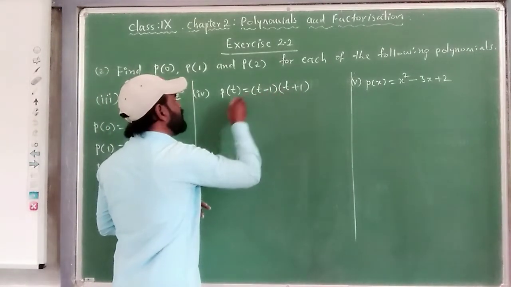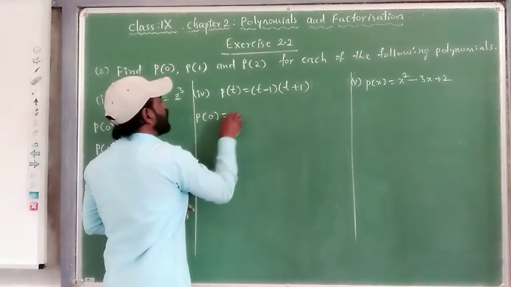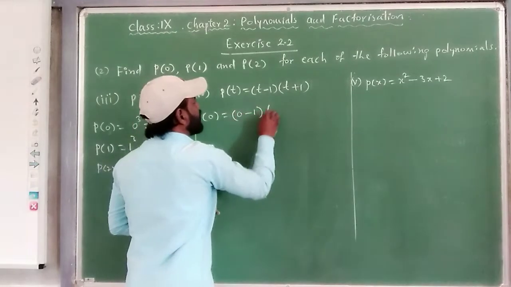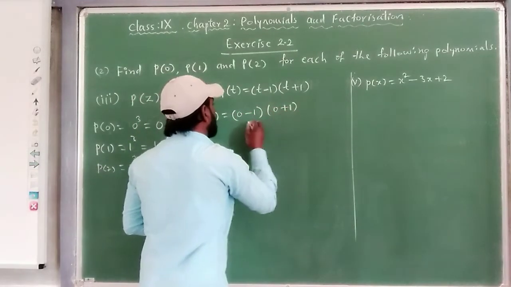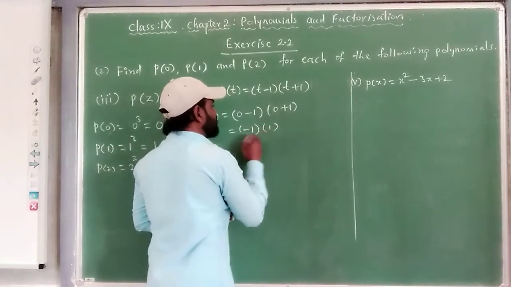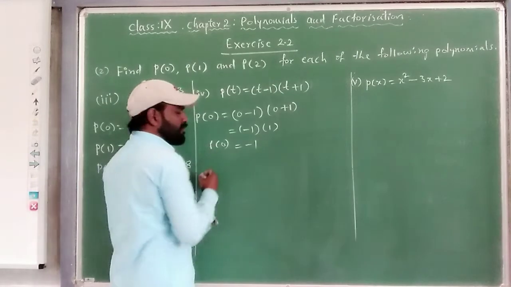T minus 1 into t plus 1. First, P of 0 we have to find. P of 0: wherever t is there, you have to substitute 0. 0 minus 1 into 0 plus 1. So 0 minus 1 is minus 1, 0 plus 1 is plus 1. Minus 1 into plus 1 is minus 1. So P of 0 is minus 1.